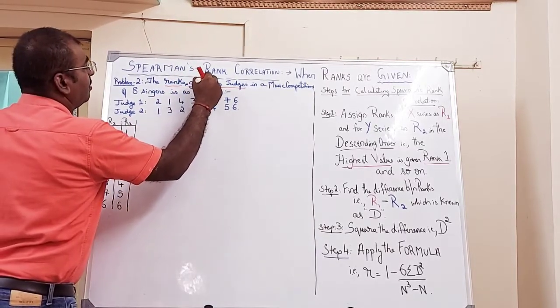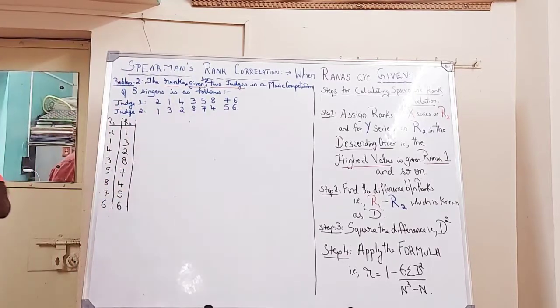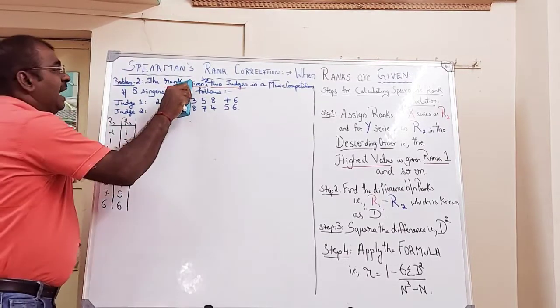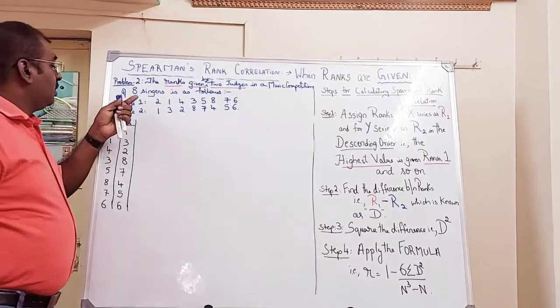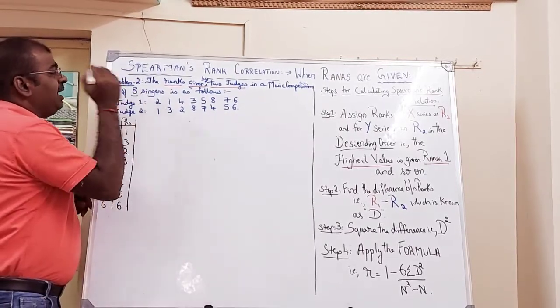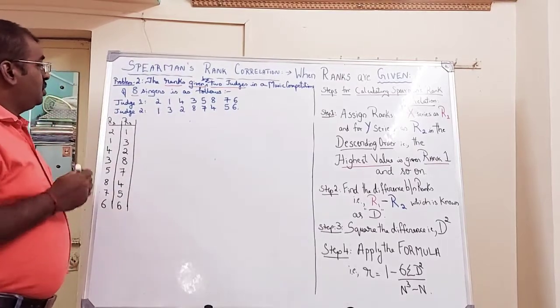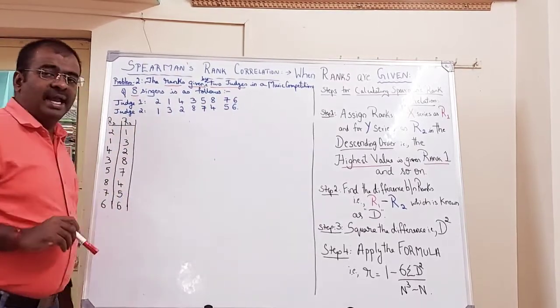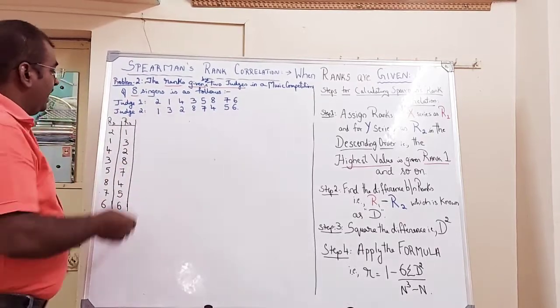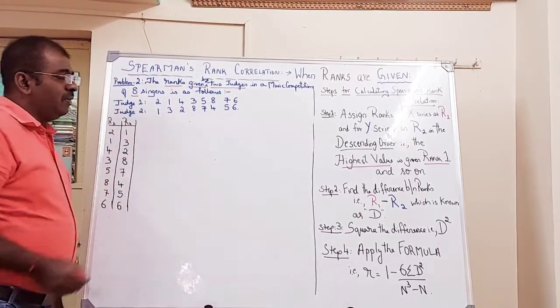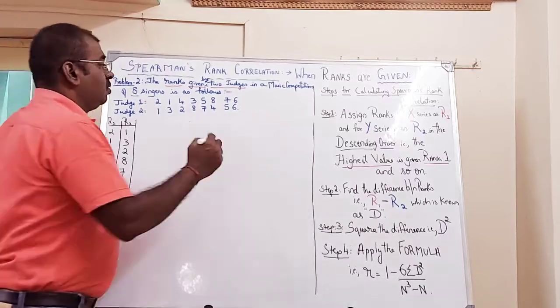The ranks given by 2 judges in a music competition are as follows. Totally there are how many singers? There are 8 singers. Judge 1 has given the following ranks and Judge 2 has given these ranks. We need to find out Spearman's coefficient of rank correlation.